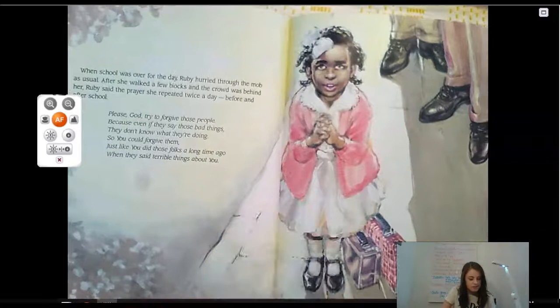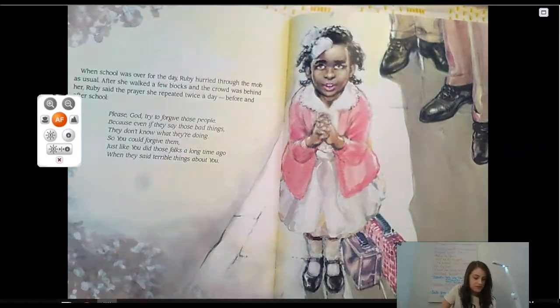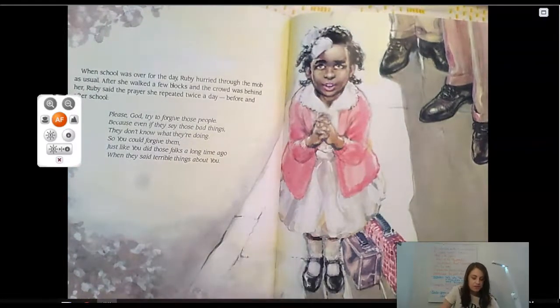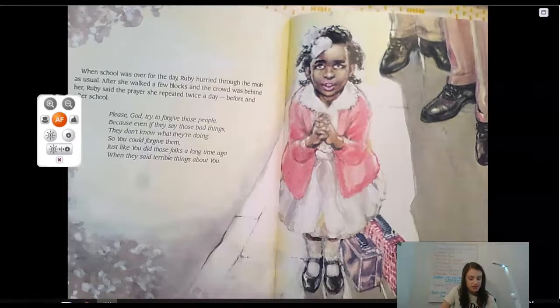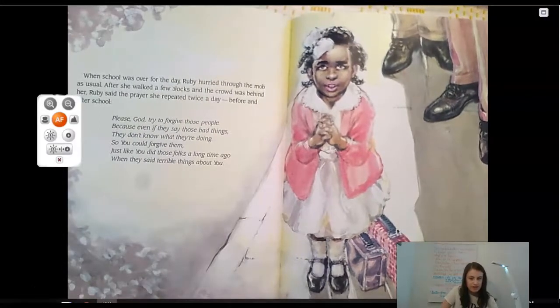When school was over for the day, Ruby hurried through the mob as usual. After she walked a few blocks and the crowd was behind her, Ruby said the prayers she repeated twice a day, before and after school. "Please, God, try to forgive those people, because even if they say those bad things, they don't know what they're doing. So you could forgive them, just like you did those folks a long time ago, when they said terrible things about you."